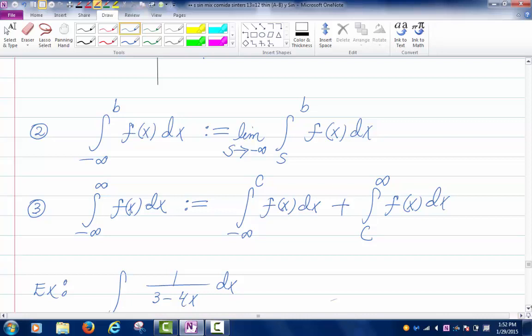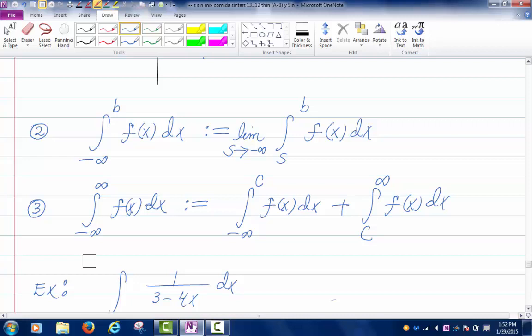The third kind would be, what if I look at the integral from negative infinity to positive infinity? How would I define that? Now that I have defined a to infinity, and I have defined negative infinity to b, I can easily define negative infinity to positive infinity by saying that the integral from negative infinity to positive infinity is the same as the integral from negative infinity to some number c plus the integral from c to positive infinity, where c could be picked to be any number. For any c, I can do that.